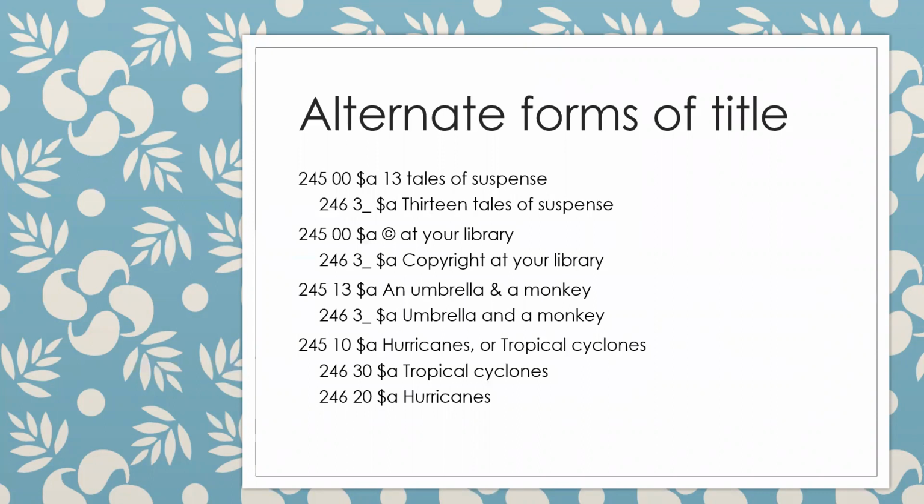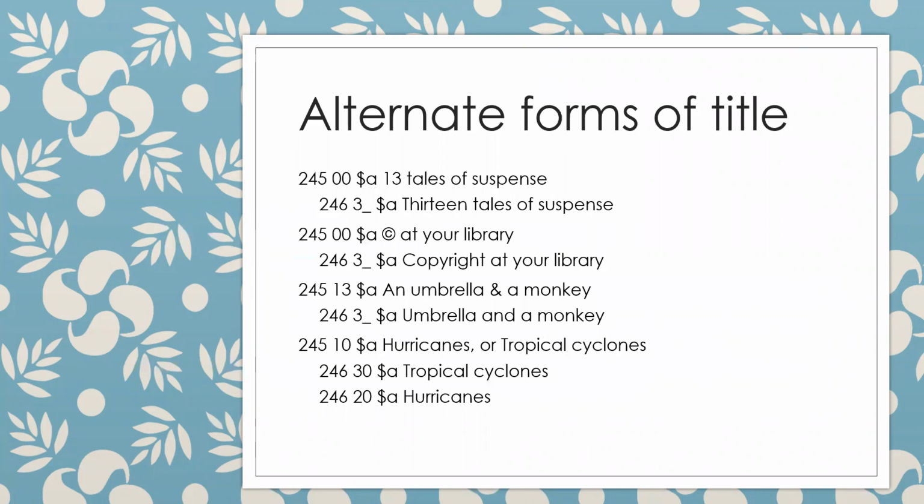So let's look at our examples. We have a 245 00, and then subfield a, we have 13 Tales of Suspense, with 13 being the numeral 13. So we're going to create a 246, first indicator 3, second indicator blank, subfield a, Thirteen, we're writing that out as a word, Tales of Suspense. And then our second example, we have a 245, both indicators 0, subfield a, and we have a copyright symbol, at Your Library. So we're going to create a 246, first indicator 3, second indicator blank, subfield a, Copyright at Your Library. And we're writing that out as a word.